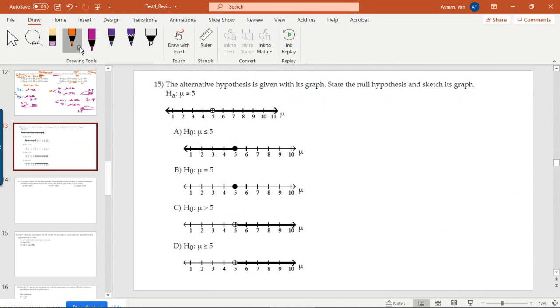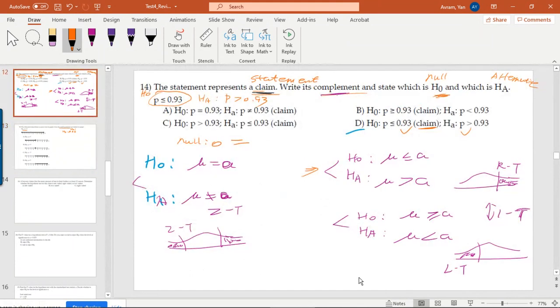Okay, so look at number 15. The alternative hypothesis is given with this graph; state the null hypothesis. All right, this is the alternative one. So look at the alternative one given to you. You're going to need to be able to write down the null hypothesis. The null hypothesis, we said earlier, is the complementary. So if I look at these three groups, group 1, group 2, group 3, the good news is we only have three groups in all the hypotheses.